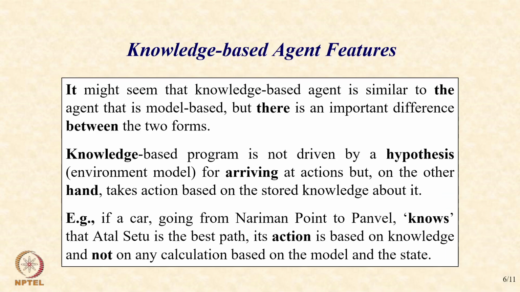For example, just to give you a simple thought, if a car which is, let us say, driverless, autonomous, going from Nariman Point to Panvel knows that Atal Setu is the best path, then its action is based on knowledge and not on any calculation based on the model and the state, which means now it is not going to do any calculations. It will just say, okay, take me to Atal Setu, that is all. That is the action it is going to take, because it knows. And now you realize the power of a knowledge based agent.